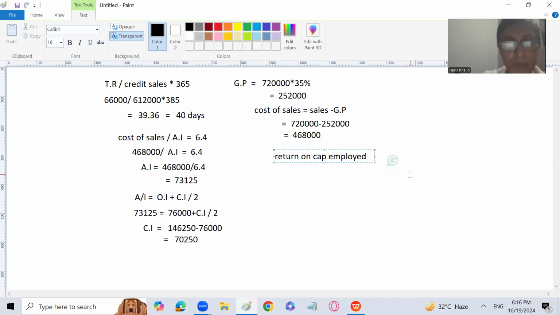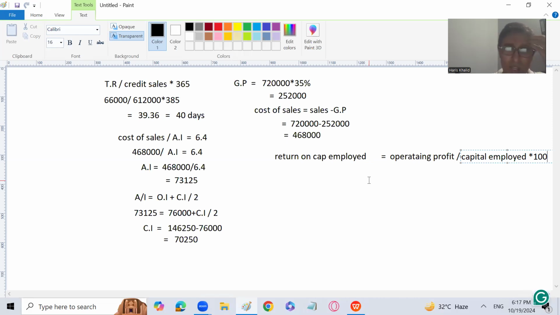The formula is going to be operating profit, not the net profit, divided by capital employed into 100. Now, what is operating profit? Gross profit minus operating expenses is equal to operating profit. So operating profit divided by capital employed into 100 is the formula.